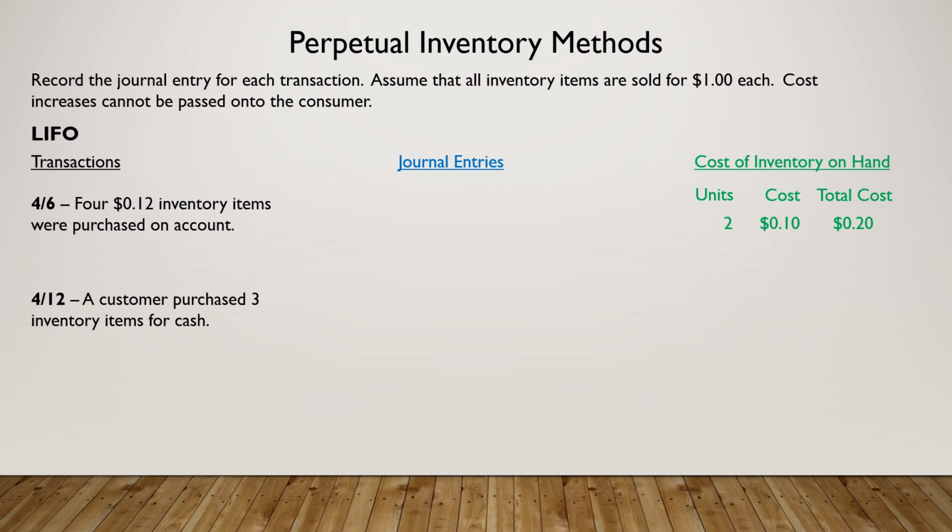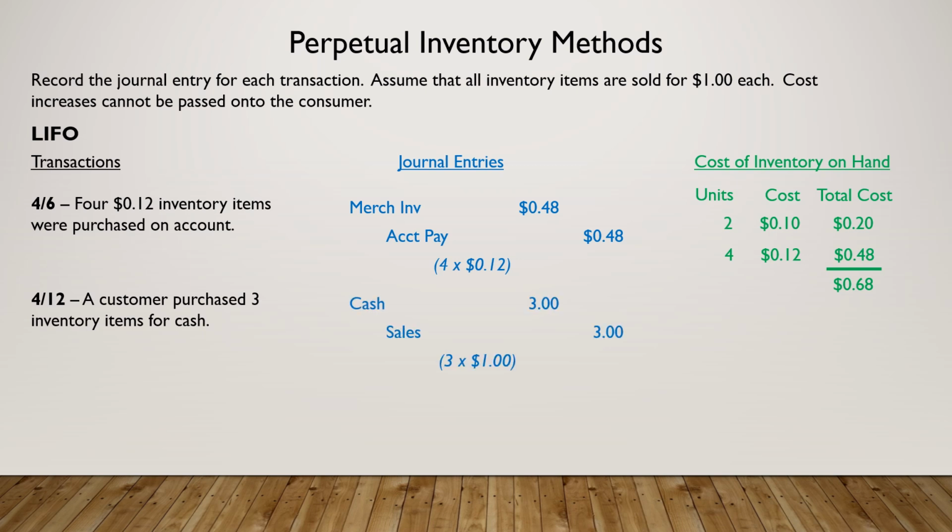Our April 6th entry will also be replicated. After adding that 48-cent purchase to our current inventory layer, we'll have total inventory of 68 cents. The sales portion of our April 12th entry will also be repeated. And we'll still debit CGS and credit merchandise inventory in the expense portion. Last in, first out means we fill out these 3 units sold with the most recent layer first and work our way backwards.